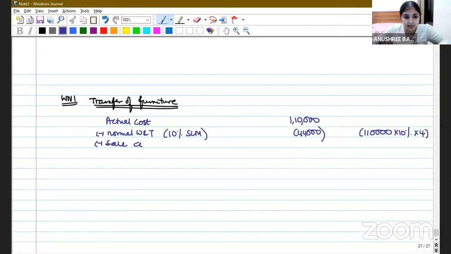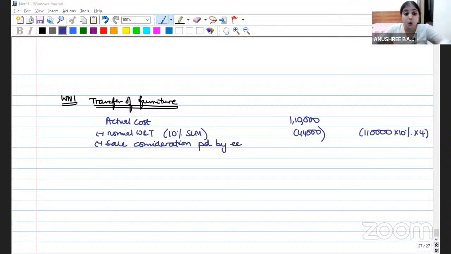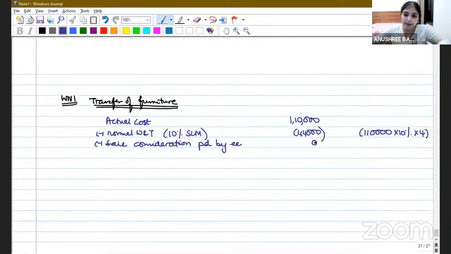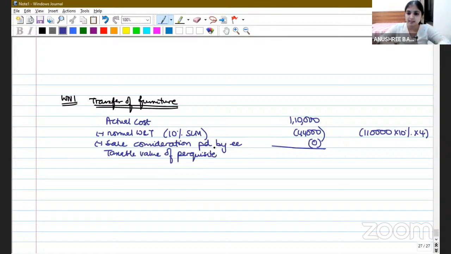From this we will subtract sale consideration paid by employee. Tell me, did the employee pay any amount for this furniture? No. The question says company offered the furniture to him at free of cost. So sale consideration paid by employee is 0. What is the balance? The balance will be the taxable value of perquisite. What is the balance, guys? You get 66,000. This will be the taxable value.